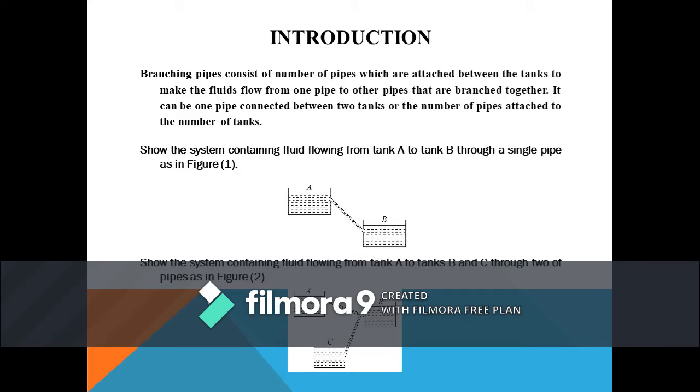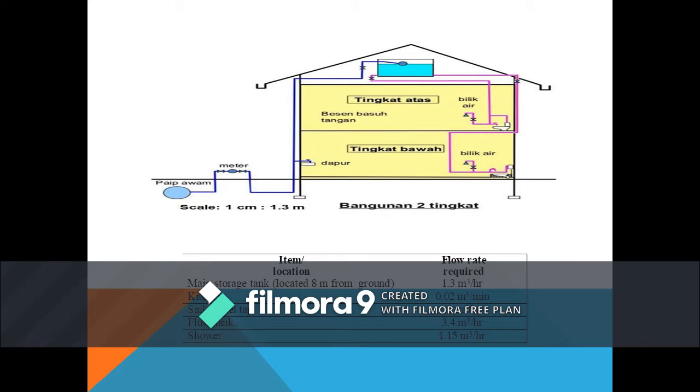A pipe network consists of a number of pipes attached between the tanks to make the fluid flow from one pipe to another pipe that are bunched together. It can be one pipe connected between two tanks or a number of pipes attached to a number of tanks. This is a diagram sketching the pipe flow rate.